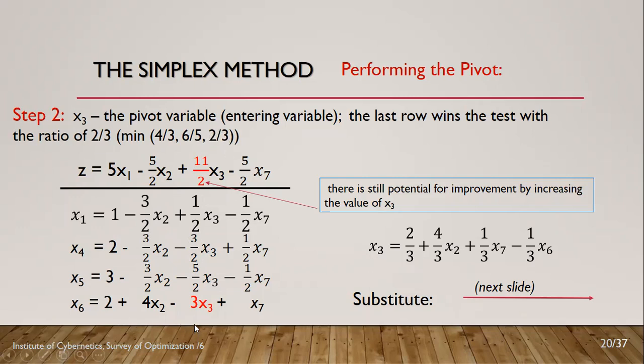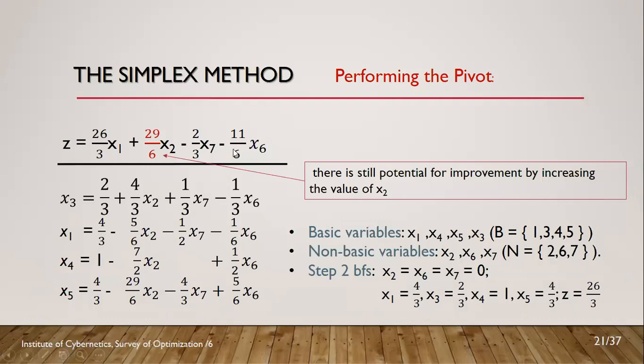So therefore, according to the smallest ratio test, the last row, which corresponds to x sub 6, wins the test. So in this row, we express x sub 3 through the other variables, and we substitute it into the dictionary for performing the pivot. We substitute it first into the objective function, combine like terms, and simplify the expression.